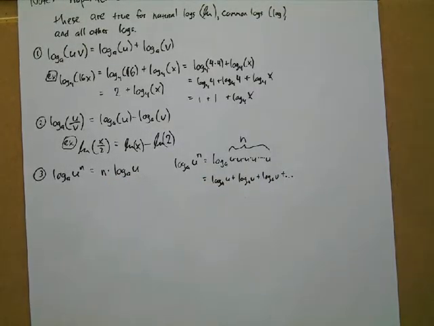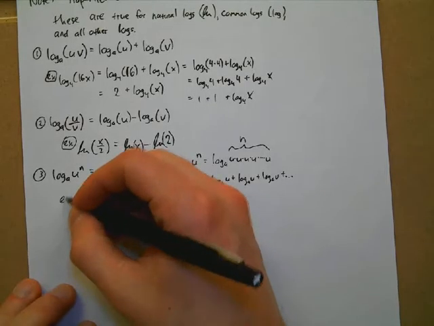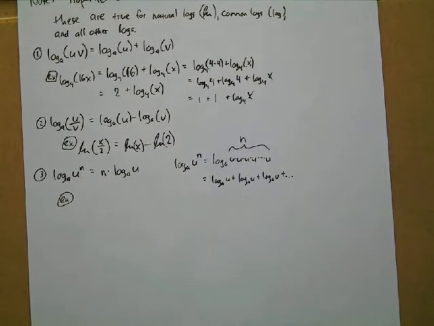Okay. So questions on those properties 1, 2, or 3? We'll see an example here real quick. Maybe you'll have a question after the example. All right, let's try this. Log base 3 of 9 to the 5th.